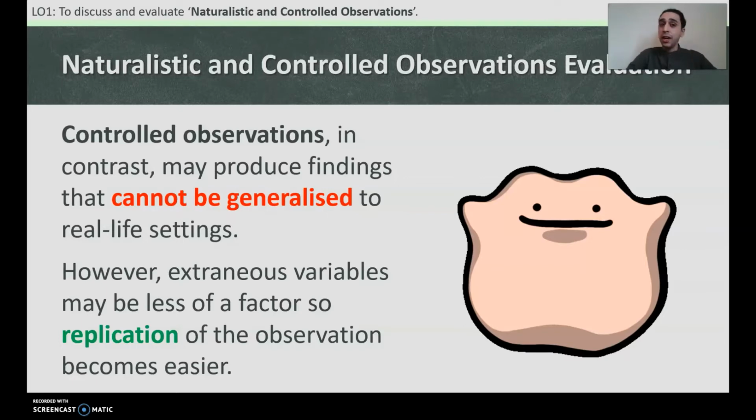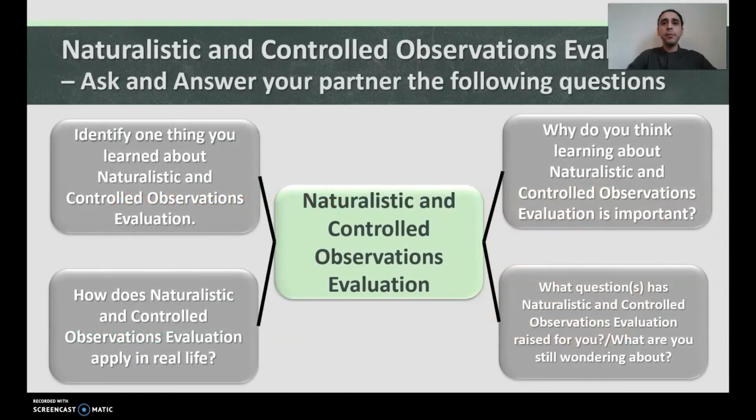However, extraneous variables may be less of a factor, so replication of the observation becomes easier because you've got controlled for those extraneous variables. Replication of the study is a factor and it can be done. Therefore, this is a positive, of course. And that's naturalistic and controlled observation evaluation, right? One strength and one weakness of each observation type is perfectly acceptable.